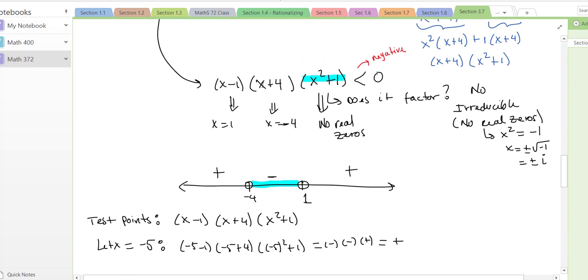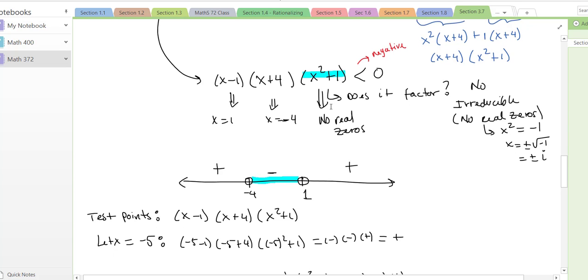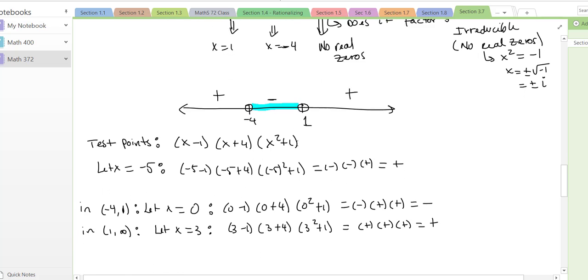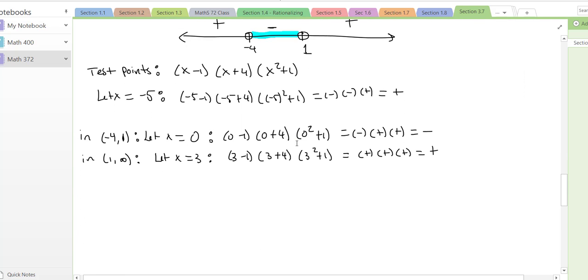So the product of these three quantities, once I plug in x, has to be a negative number. And so that only happens in between negative 4 and 1, not included. So our solution will be that x is in the interval negative 4, 1. Parentheses because they cannot be 0.